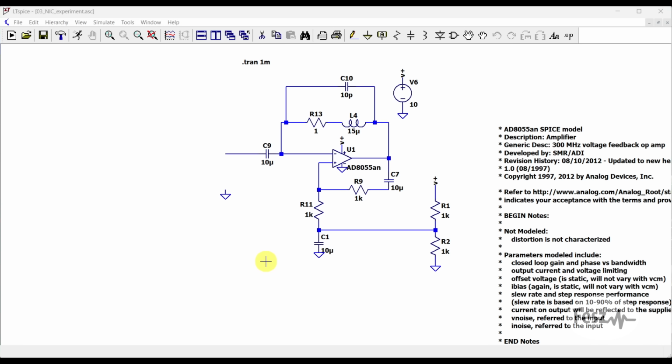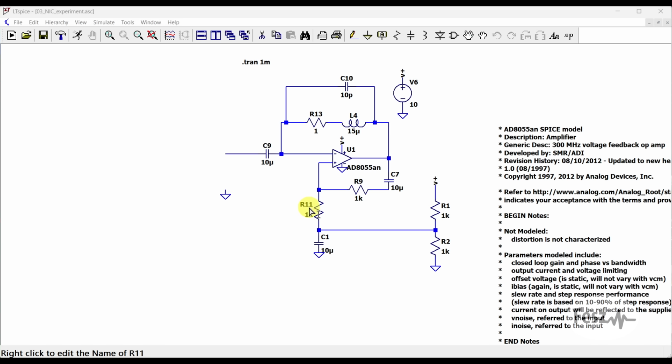So, after multiple iterations, this is the circuit that I came up with. It's built around the AD8055 op-amp using a single 10-volt supply, so a half supply point is used as reference, and the incoming signal is AC coupled into the input, but also there's an AC coupling capacitor in the feedback loop. And the whole point of this circuit is to provide negative inductance.